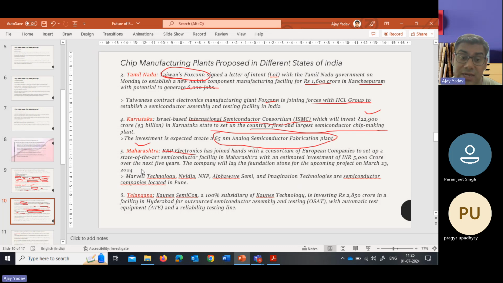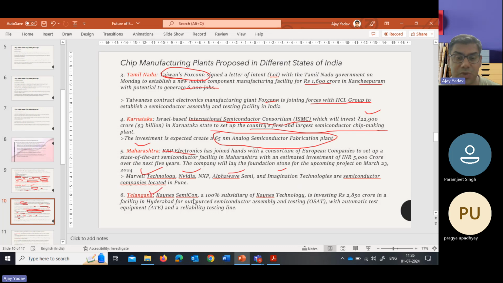Then in Pune itself, there are many semiconductor companies like Marvell Technologies, NXP, Alphawave Semi, Imagination Technologies. In Noida also, in Bangalore also, there are many semiconductor design facilities in our country which are very famous. There are around, I think, 25 to 30 semiconductor design facilities in our country, specifically labs which are working on semiconductor design.